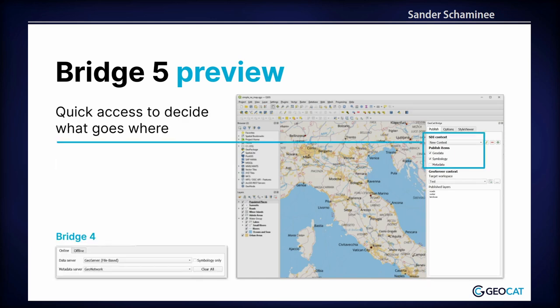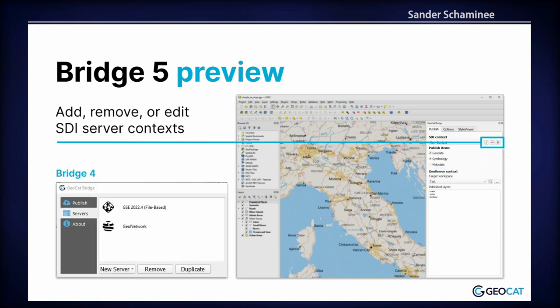Up there you have what I call the SDI context. In Bridge 4 you still need to select a data server and a metadata server separately. Typically, people want to keep that together. I mean, you either are not interested in publishing metadata at all, or you want a specific metadata server with your data server. So then you make like an orchestration. You combine them into what I call this SDI context. So that's new. With these buttons, you can then add or remove or edit your server context, similar to the servers tab in Bridge 4.